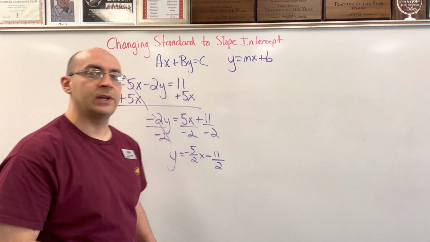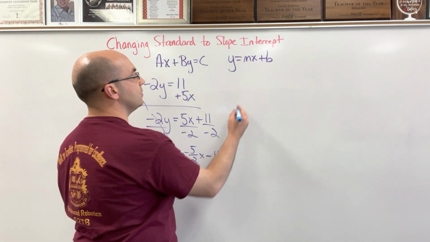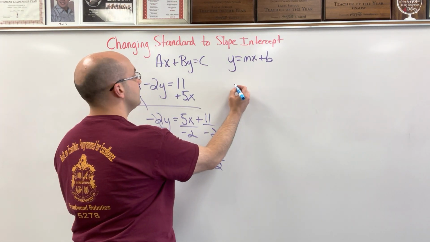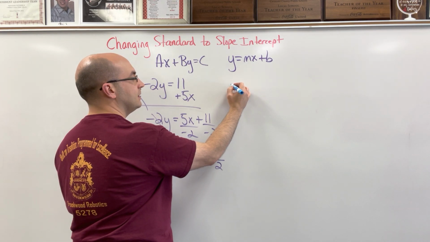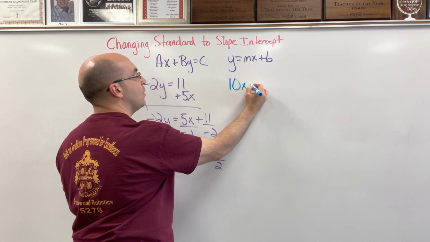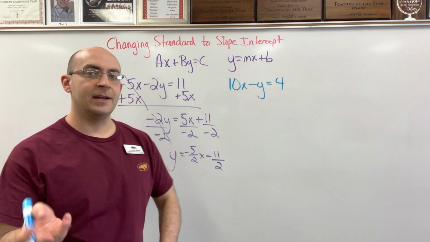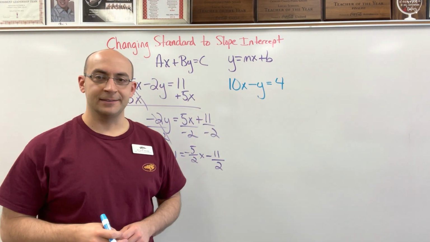All right, so I'm going to put one over here. Go ahead and pause me once I do that, so you can see if you can get the answer, and I'll come back in a second with the answer, right? So this is going to be, let's say, 10x minus y equals 4. All right, so go ahead and pause me and see if you can get it right.